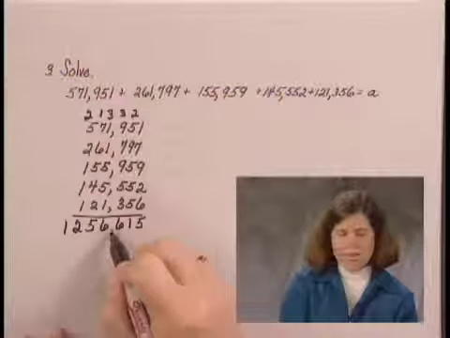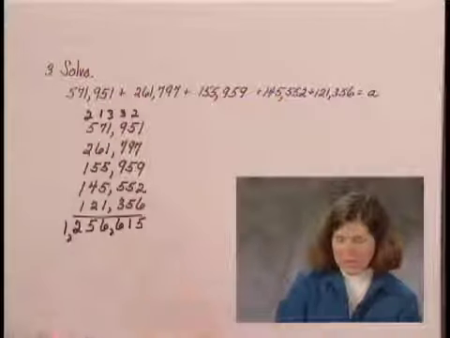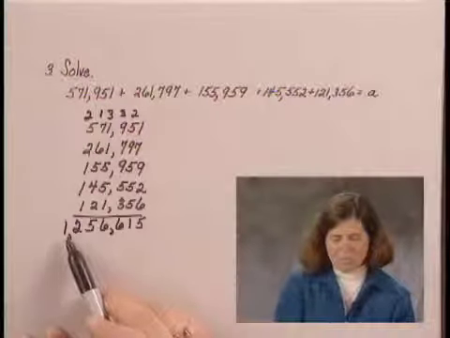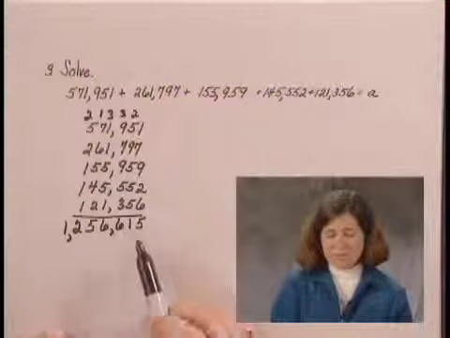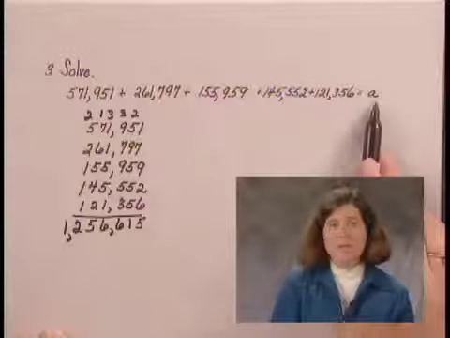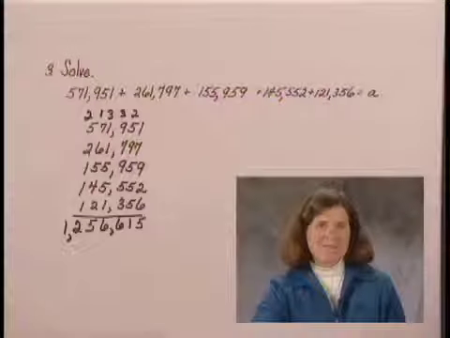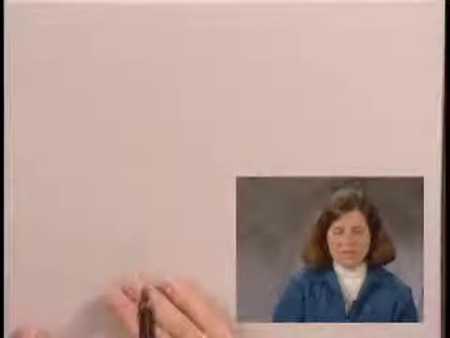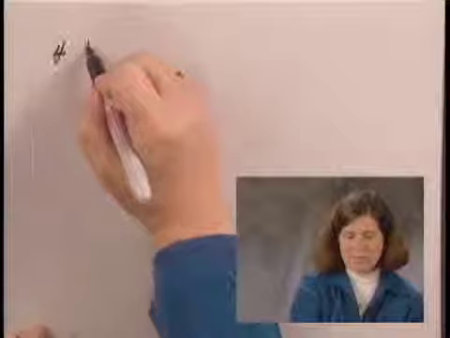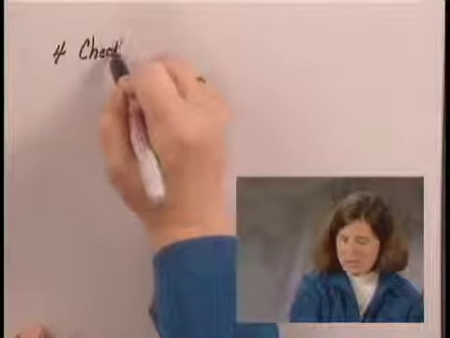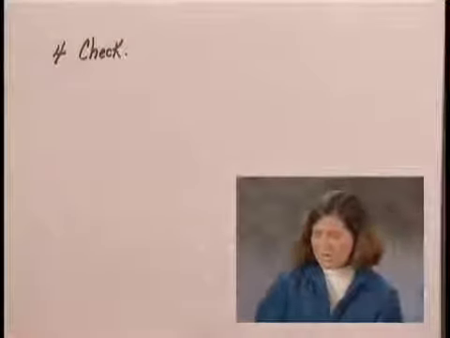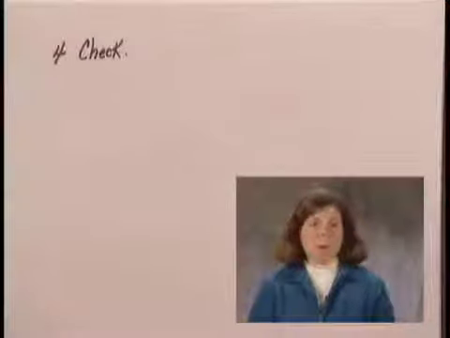And we need to insert commas separating the periods. And we have that 1,256,615 equals the A that we were looking for. Now the fourth step, a very important step, is to check our answer. To check our answer, we could repeat the calculation. We could also estimate by rounding.